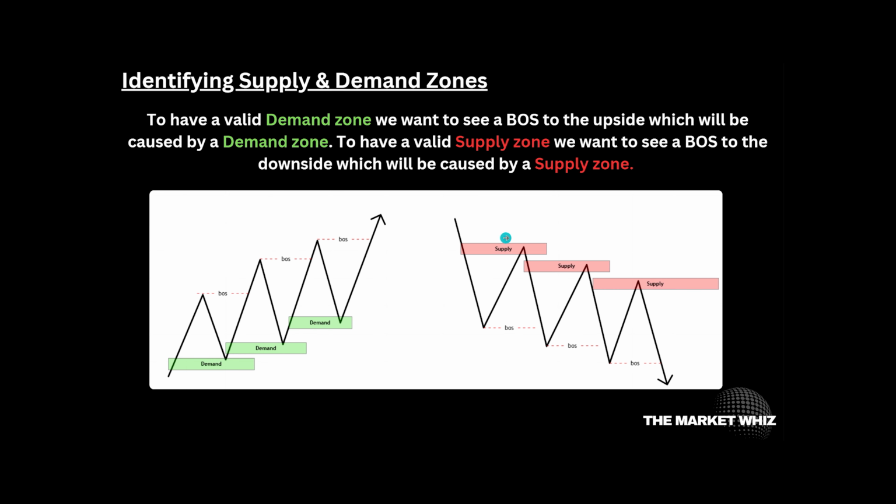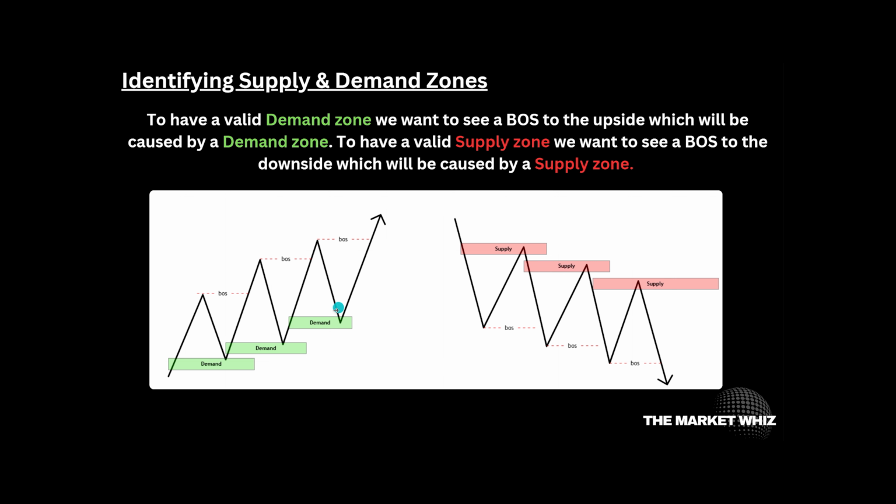Now, when we want to look at supply and demand zones, one thing a lot of people struggle with is actually finding these areas. But to be fair, it's very simple. You need to look at where buying pressure has come into the market, or where selling pressure has come into the market. And the way we identify this is very simple.